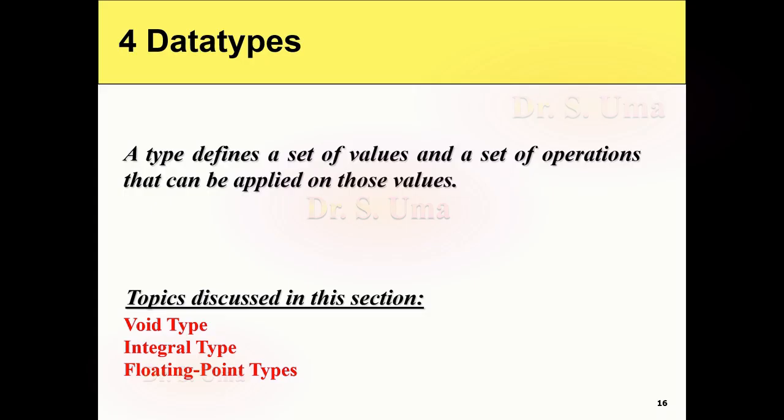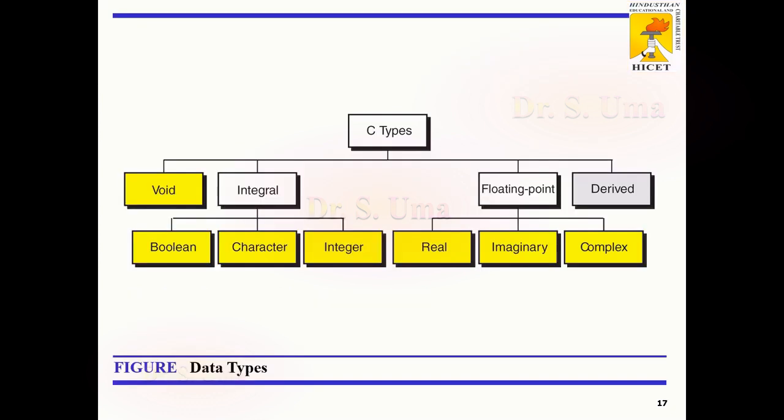Data types are an integral part of a programming language. In this session, we are going to discuss the various data types that are available in C programming. A data type is nothing but a set of values and a set of operations that can be applied on those values. So the topics discussed in this session are void type of data, integral type of data, floating point types. Now let us have a look into this.